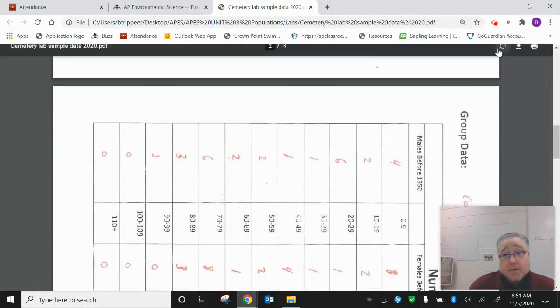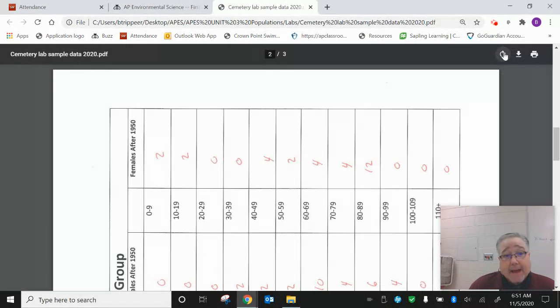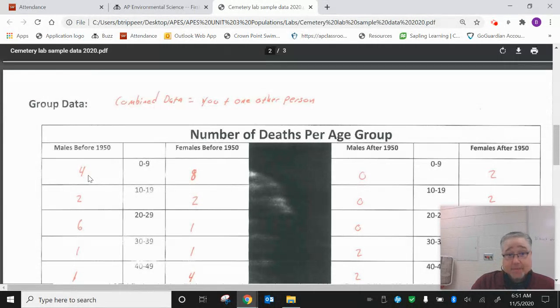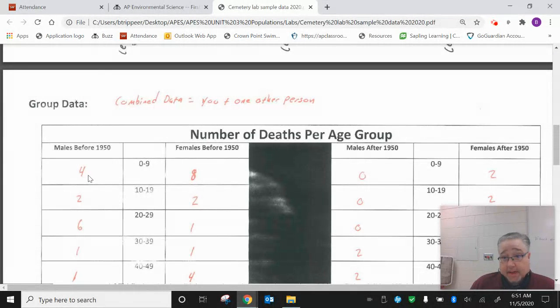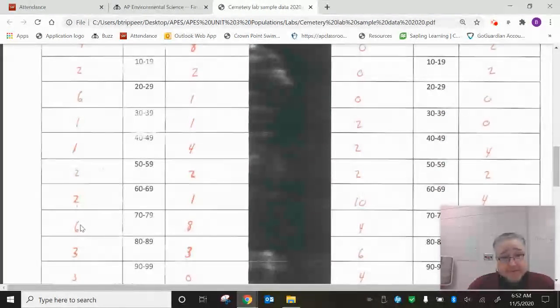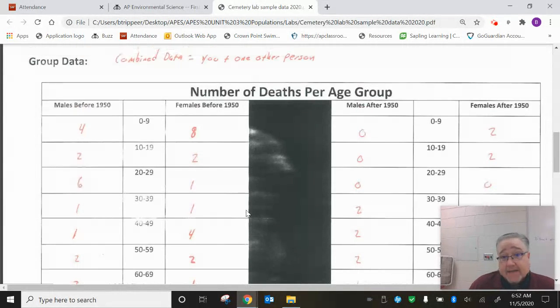Now you'll notice in this chart I put the number 4 there. Well, that's because I combined my data with another individual's. So this number 4 is the number of individuals who died between the ages of 0 and 9, not only from my chart that I collected, but also from my partner's. You're going to do that for all of these age groups. Again, these numbers don't represent only your data, they're your data and your partner's data. So we should get a pretty good sample size that way. We're basically doubling our data.